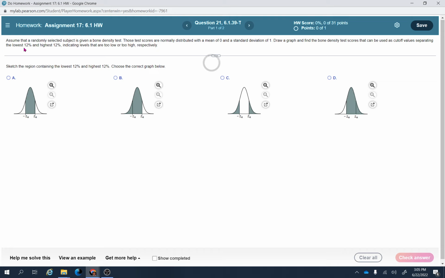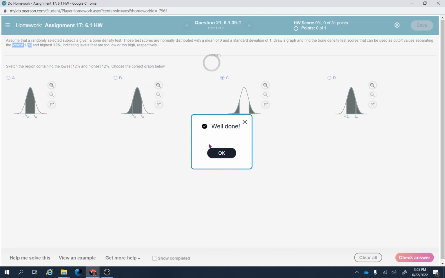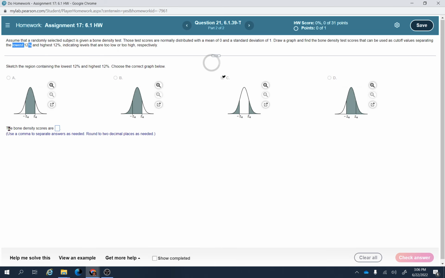So lowest 12% means, there are different ways to draw a normal distribution. Here you have to choose lower 12%, so left side, and then higher 12%, that means the right side. So there is only one option given which has both sides. So this is the type of graph we're talking about. Now the second question is the bone density score.